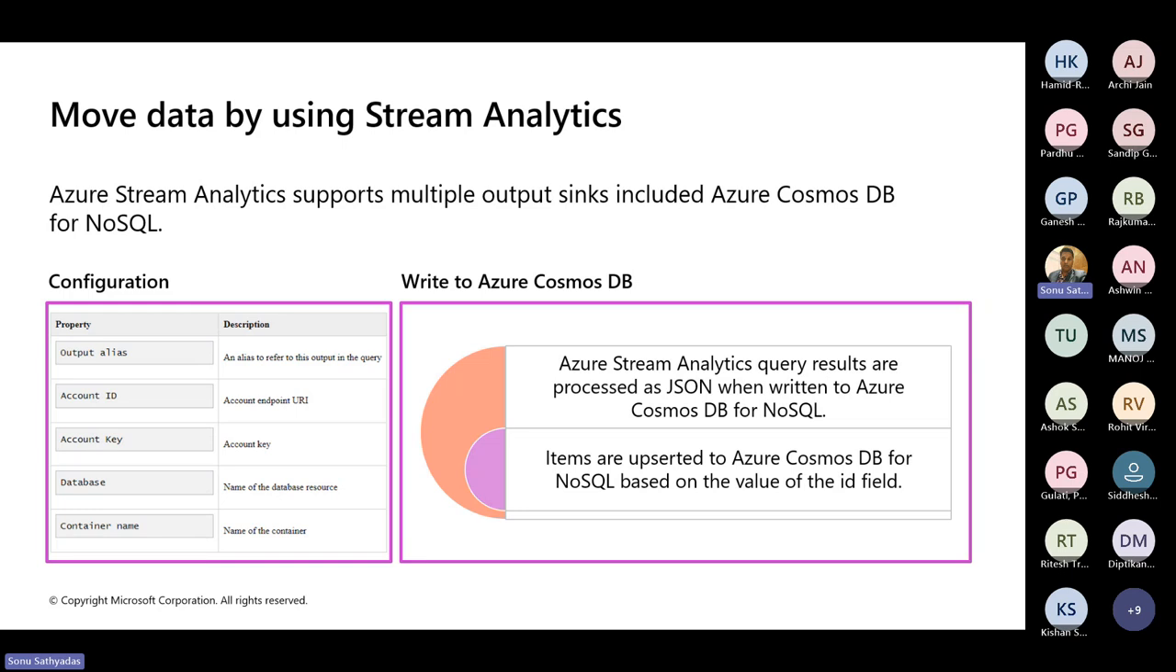You can even connect Stream Analytics. Azure Stream Analytics also supports multiple output sinks, including Cosmos DB for NoSQL. If you are working with Stream Analytics, you can use Cosmos DB as the output data storage. There also you need to specify the connection configuration for Cosmos DB, like the endpoint URI, authentication key, database, and container names. The Azure Stream Analytics query results are processed as JSON when returned to Cosmos DB for NoSQL. Means when you perform the write operations, the data which is produced or processed in Stream Analytics will be converted into JSON, and then it is written into Cosmos DB.